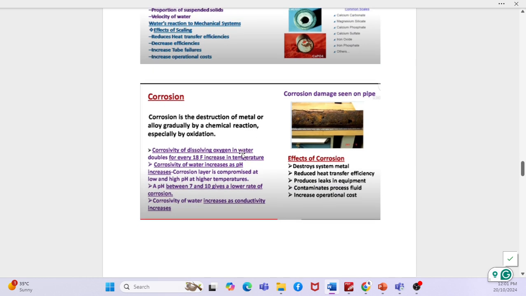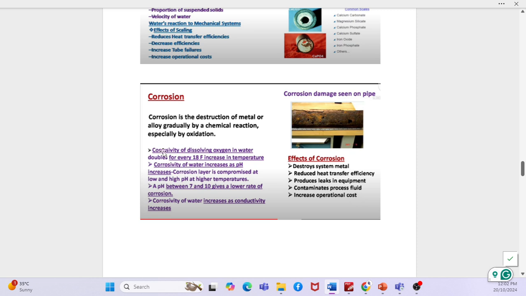In the case of corrosion, what will happen? Corrosion is the gradual destruction of metal or alloy by a chemical reaction, especially oxidation. You can see a pipe damaged by corrosion. The effects of corrosion are that it destroys system metal, reduces heat transfer efficiency, produces leaks in equipment, contaminates process fluid, and increases operational cost.